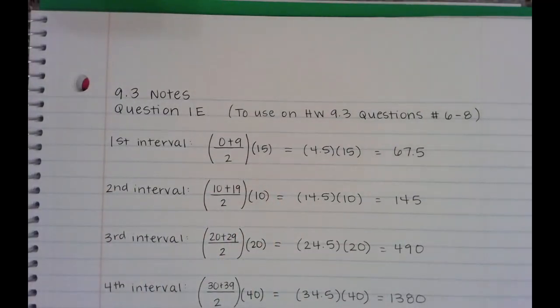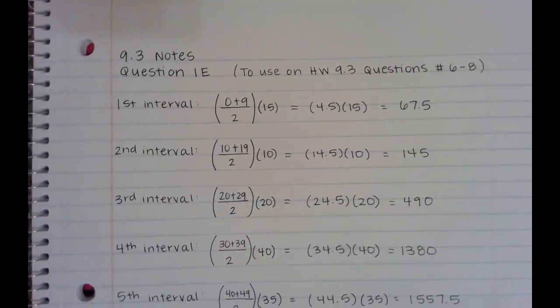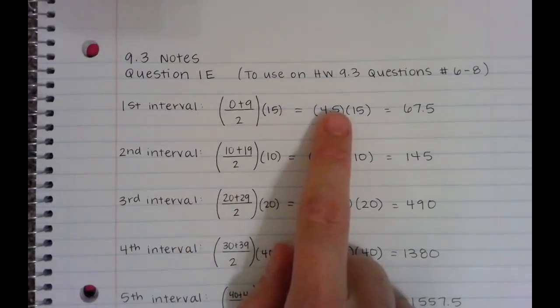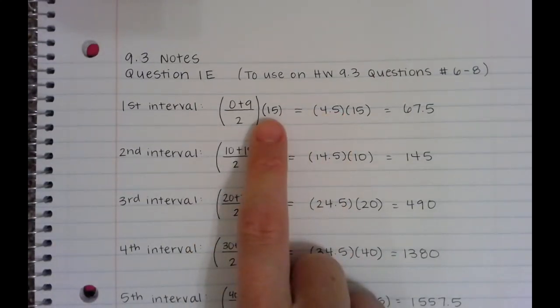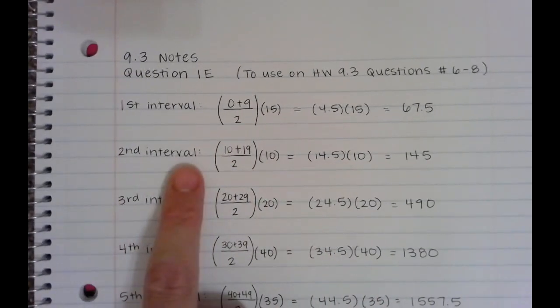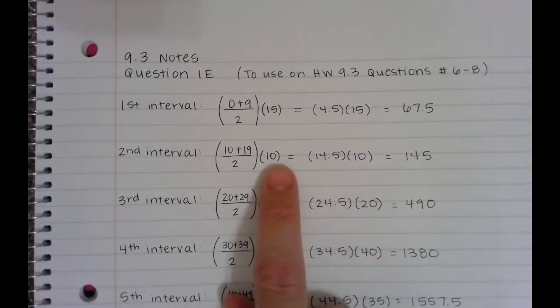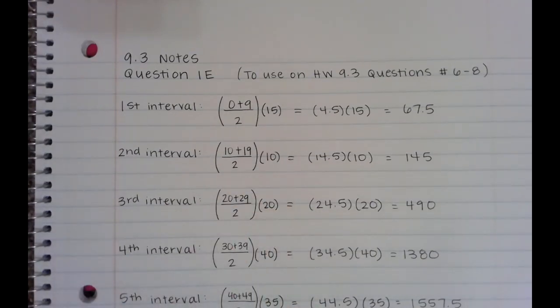I'm going to display the first half of it right here, and then I'll move it down in a second to show you the second half of the work. So on your calculators, you do 0 plus 9 divided by 2, and that gives you 4.5. Then you multiply that number by 15 because that's the number of data values in that interval. For the second interval, 10 plus 19 divided by 2 gives me 14.5, and I'm going to multiply that by 10 because there were 10 values in that interval. You'll continue that process for each of the intervals given to you for that particular data set.